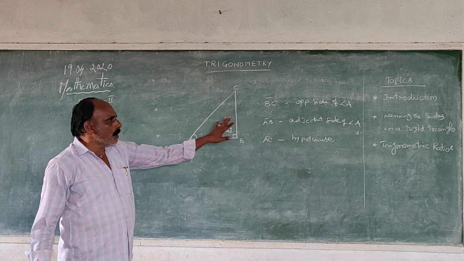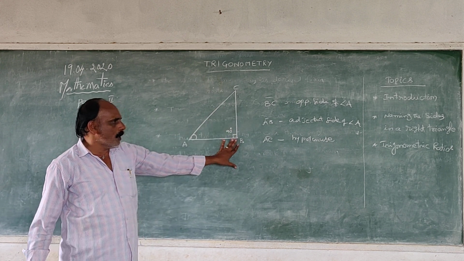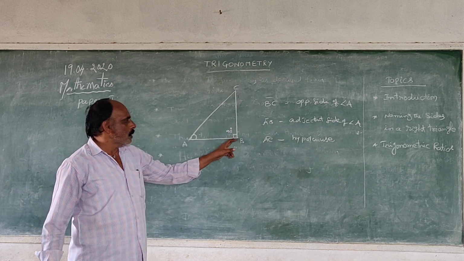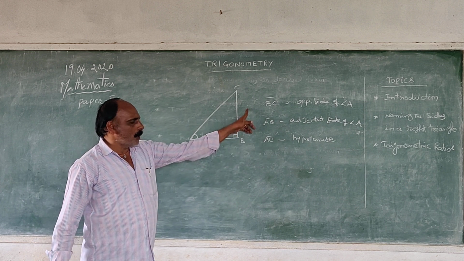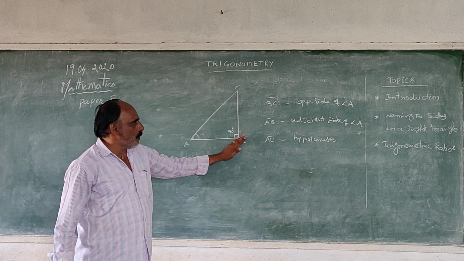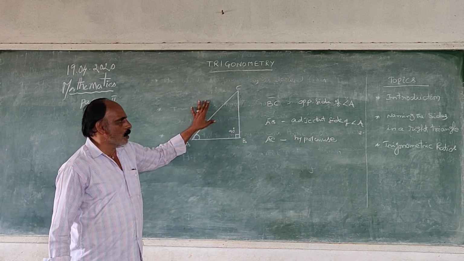So, naming the sides in a right triangle. In triangle ABC, angle B is 90 degrees. So, ABC is a right angle triangle. Then BC is the opposite side of acute angle A. And AB is the adjacent side of angle A. And AC is the hypotenuse, the longest side.